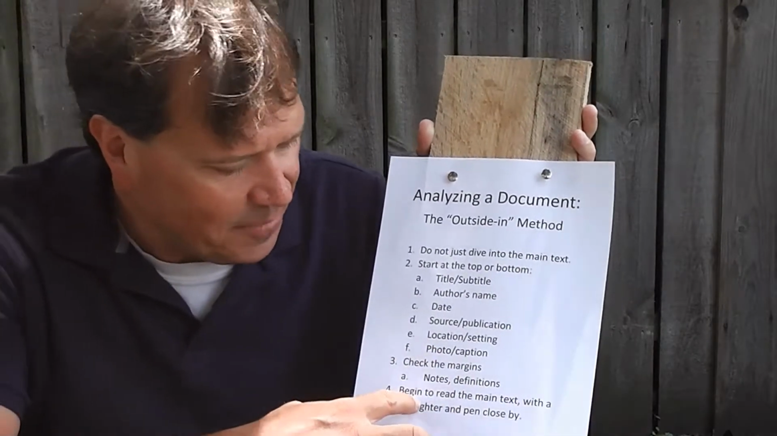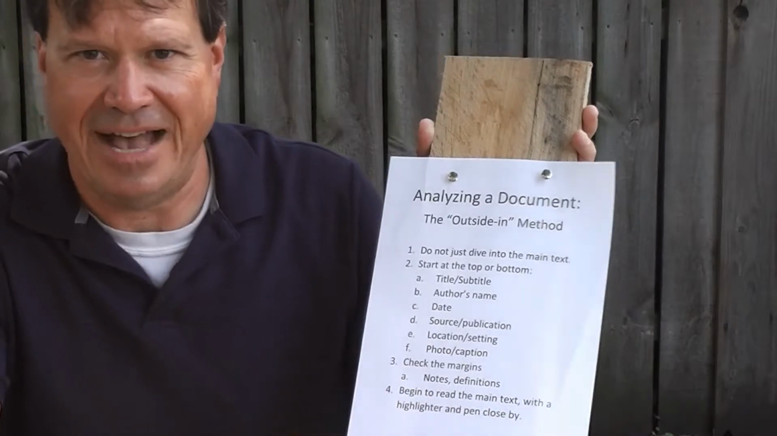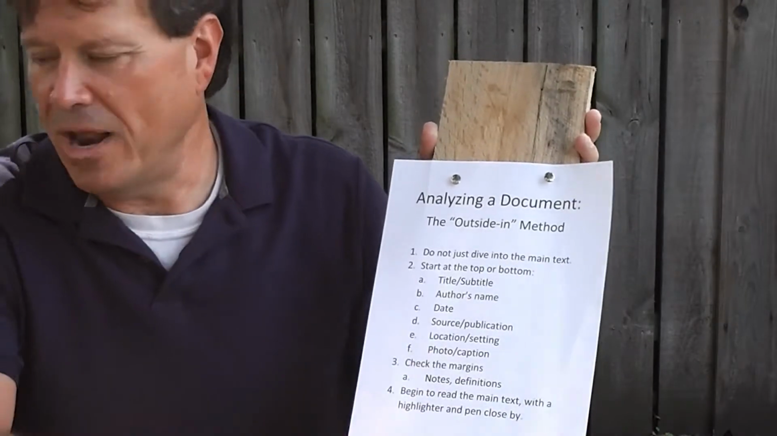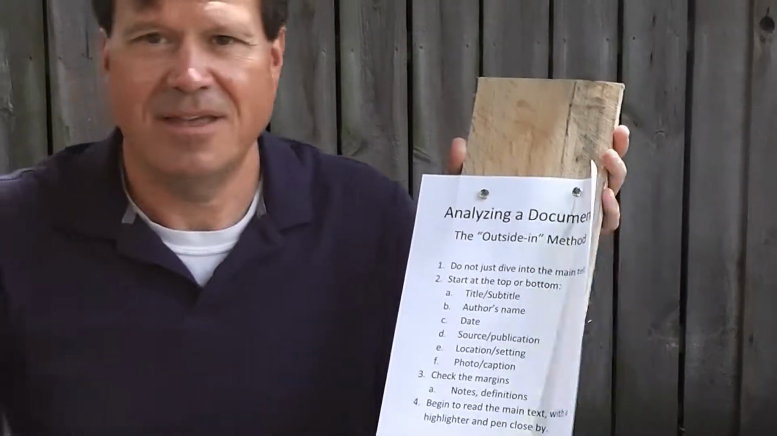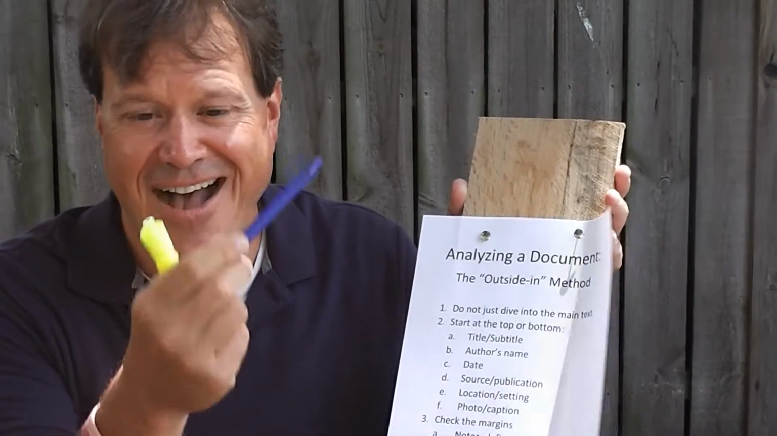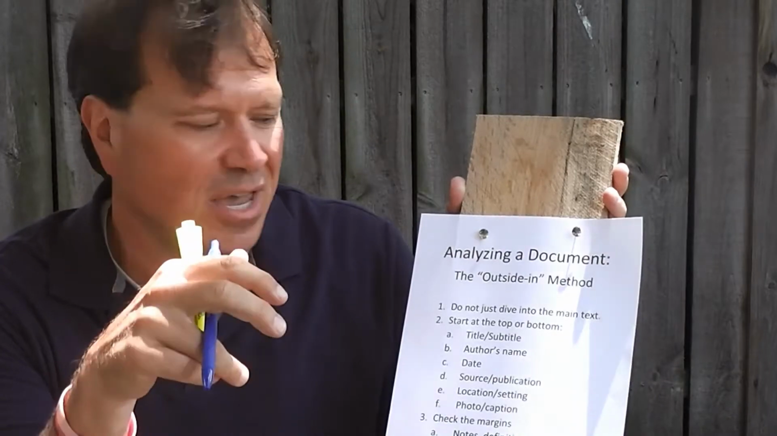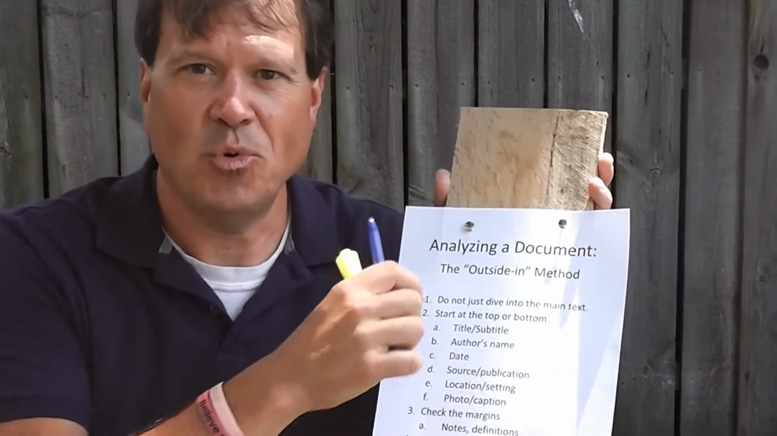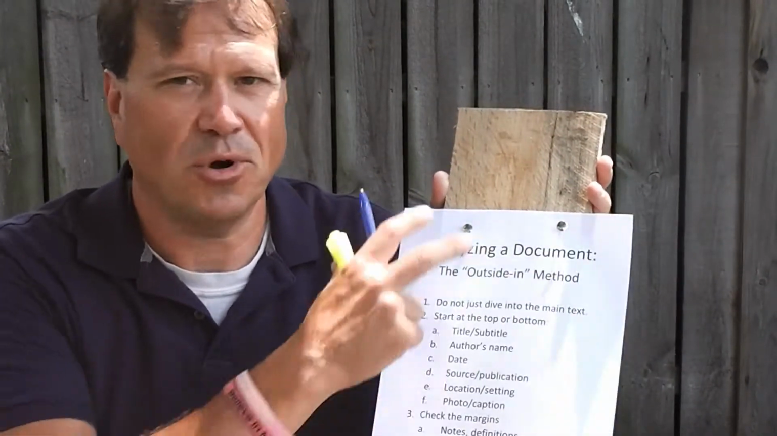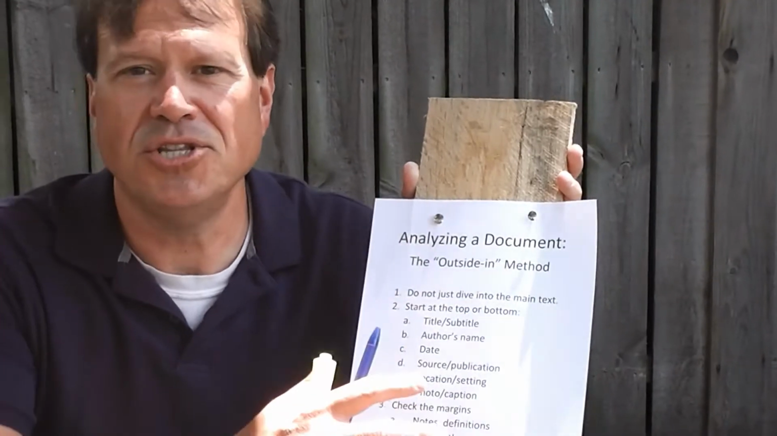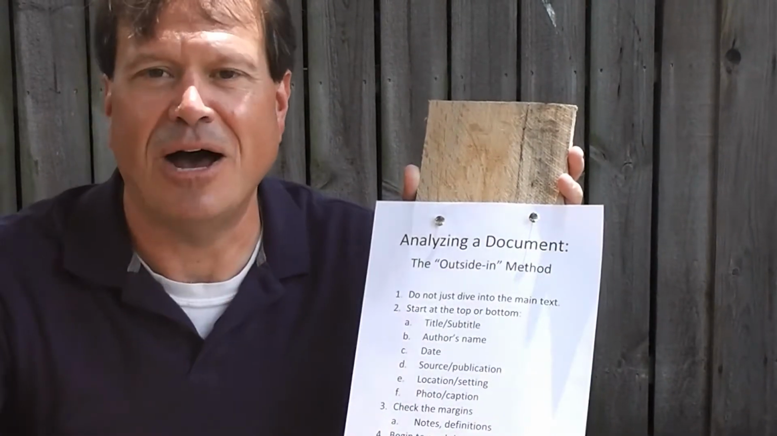And then finally, begin to read the main text. My advice is, whenever you're going to read a text, have a highlighter and maybe a blue or black ink pen with you at all times, because when we read a document, we don't want to just leave it blank. We're going to mark it up. And today we're going to do that with the Mayflower Compact.